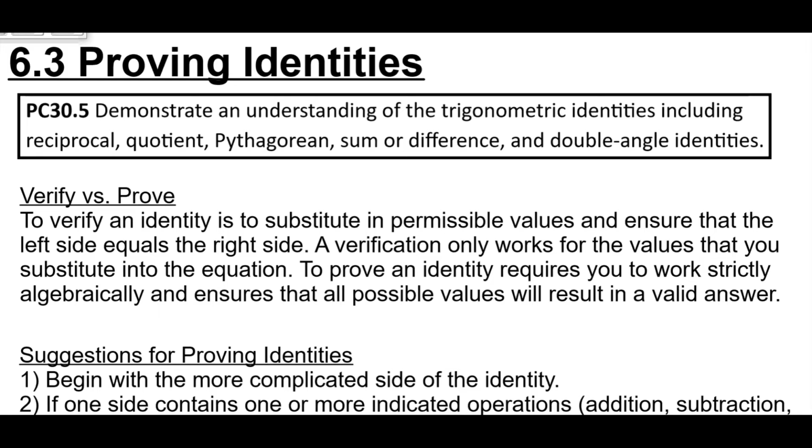6.3, Proving Identities. If you have not already taken the identities from section 6.1 and 6.2 and put them on a go-to cheat sheet for 6.3, I would recommend that you pause the video now and do that. Having that handy and being able to reference it easily instead of flipping through multiple pages is going to make this a lot easier and a lot quicker as we move forward. So if you need to pause the video to do that, please do that now.